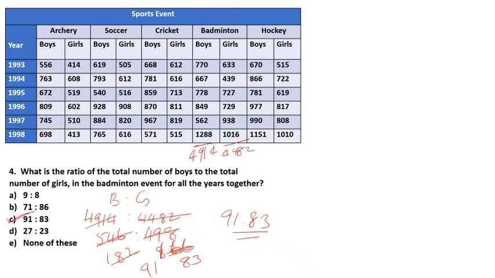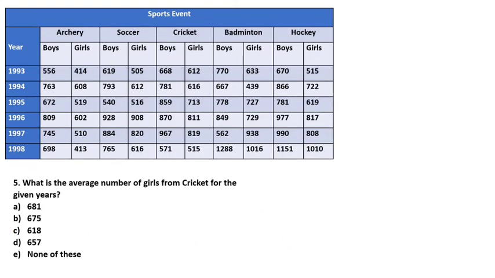Let us go to the next question. What is the average number of girls from cricket for the given years? Average number of girls from cricket. So what's the total number of girls from cricket? Here you have to add all these values. So when you add all these values, 2 plus 6, 8, 11, 12, 21 and 26. So total you got 6 here. 26, 2, 3, 4, 5, 6, 7, 8. Then 12, 19, 27, 35 and 40. 4086 is the total.